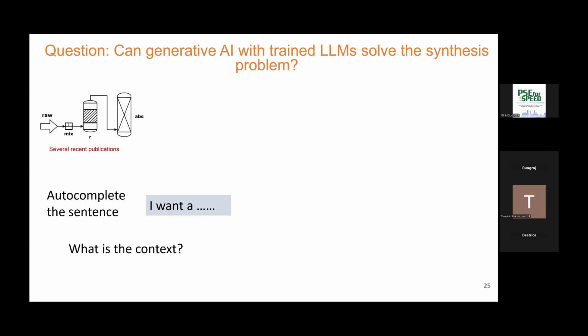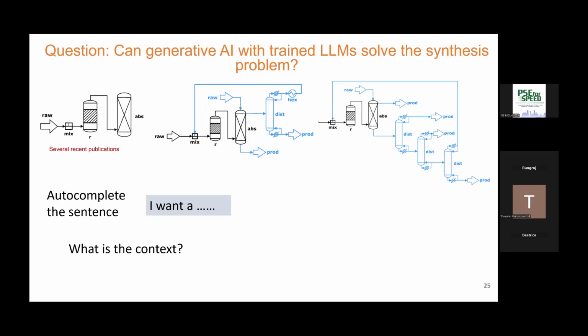We have a reactor, we have an absorber, it seems, but we don't know how many compounds are coming out. And if we autocomplete it, and we get these 2 and hundreds more, in fact, all flow sheets with a reactor and absorber are valid for this autocompletion. But which one is correct? Is the first one correct, or the second one correct, or none of them? Because the context is not known.